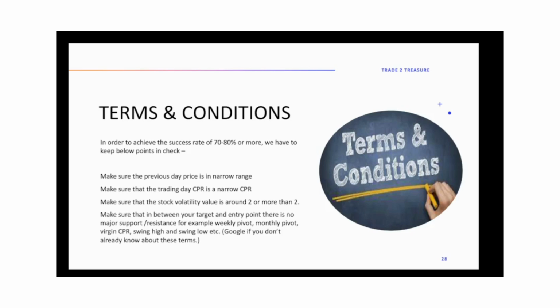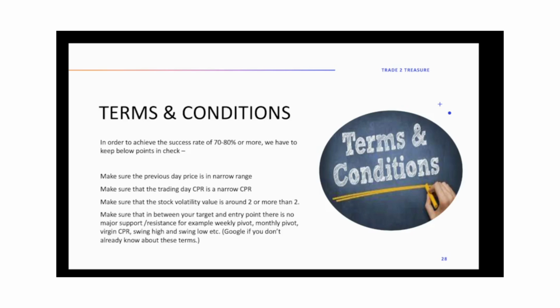There are a lot of formulas available in the market even before your trading day starts. You can use those formulas and draw those lines in your chart. Make sure that the stock volatility value is around 2 or more than 2. Make sure that in between your target and entry point there is no major support resistance. For example, weekly pivot, monthly pivot, CPR, swing high, swing low, etc. So Google if you don't already know about these terms.